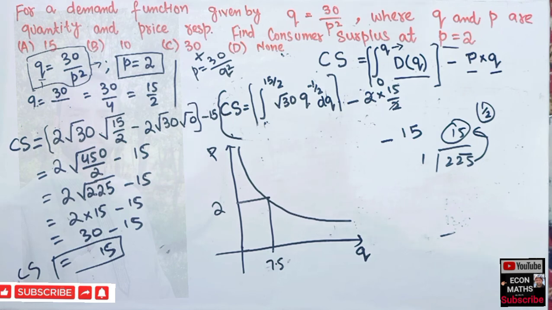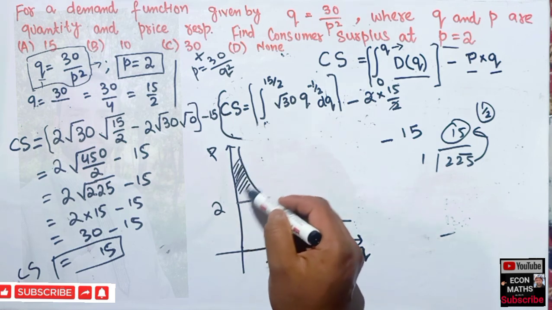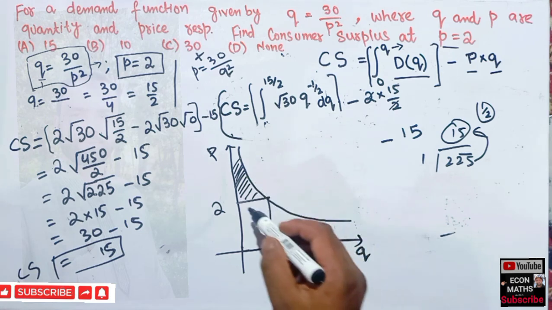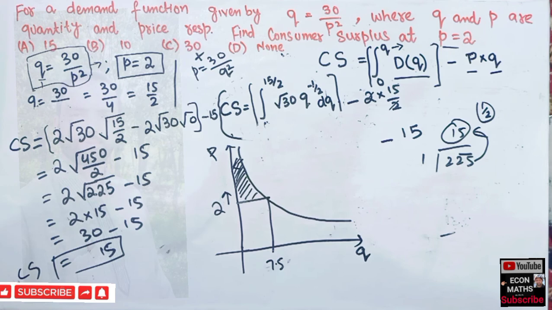Now what is the consumer surplus? Consumer surplus would be this very area, the area which is above the equilibrium price and below the demand curve gives us the consumer surplus. Okay, I hope I make myself clear.